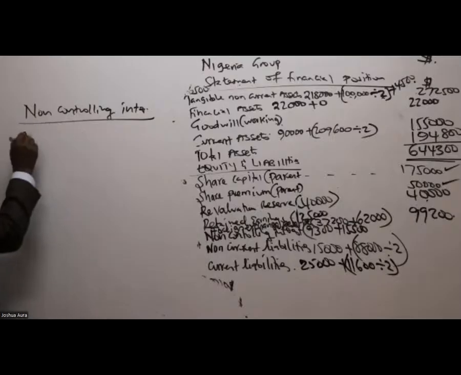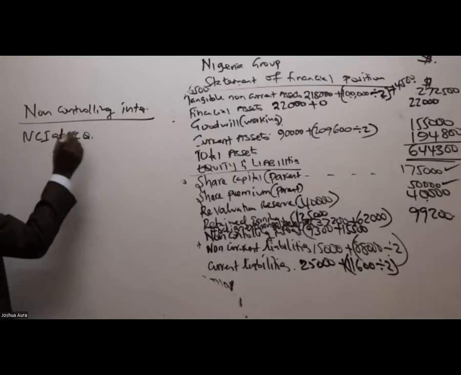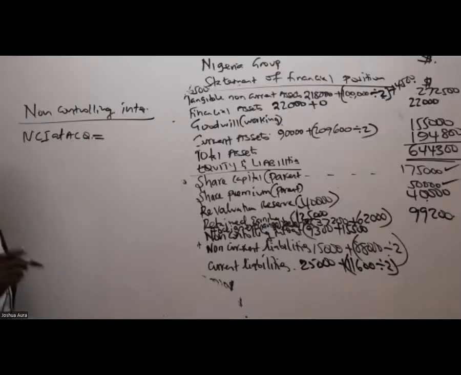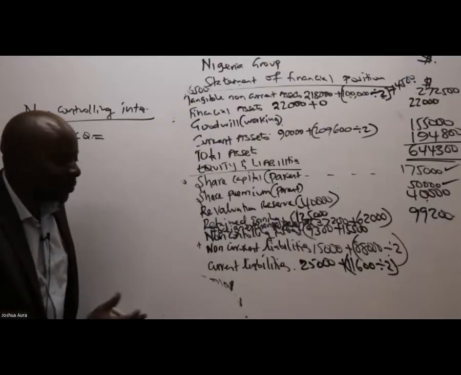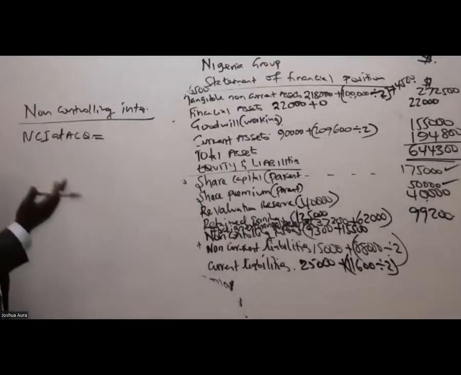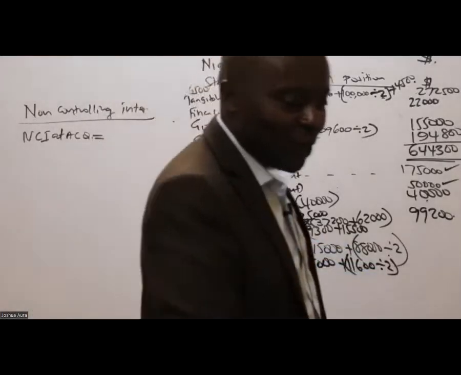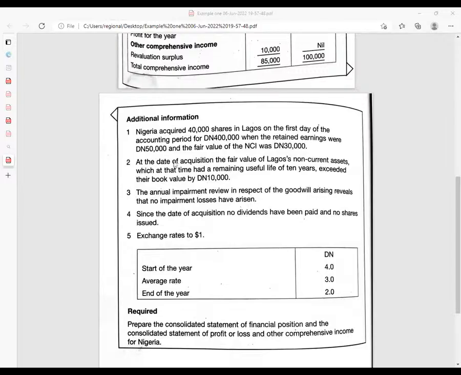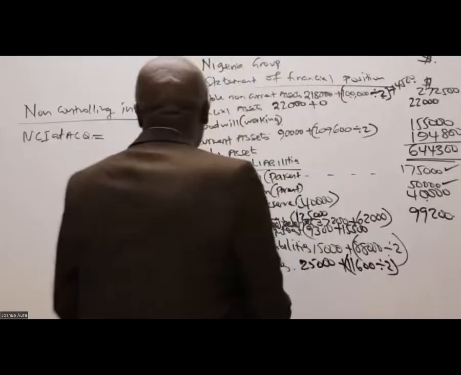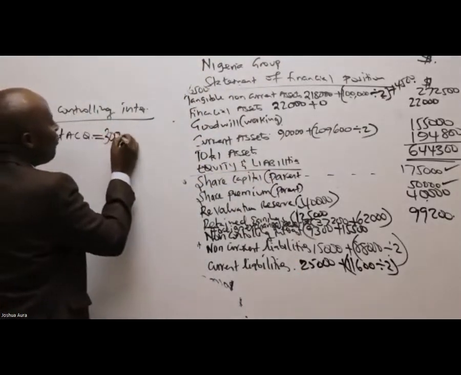For non-controlling interest, there was NCI at acquisition. Tell me, how much was NCI at acquisition? Let me finish this first. NCI at acquisition is here: 30,000. Fair value at acquisition is 30,000. But remember that this 30,000 is in foreign currency, DN.